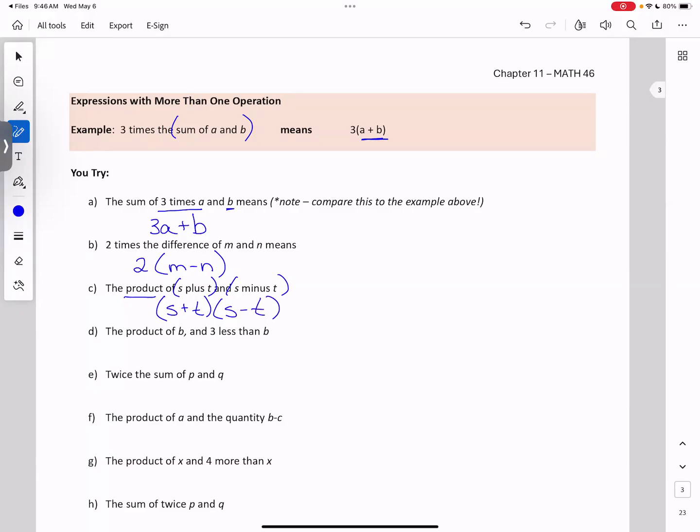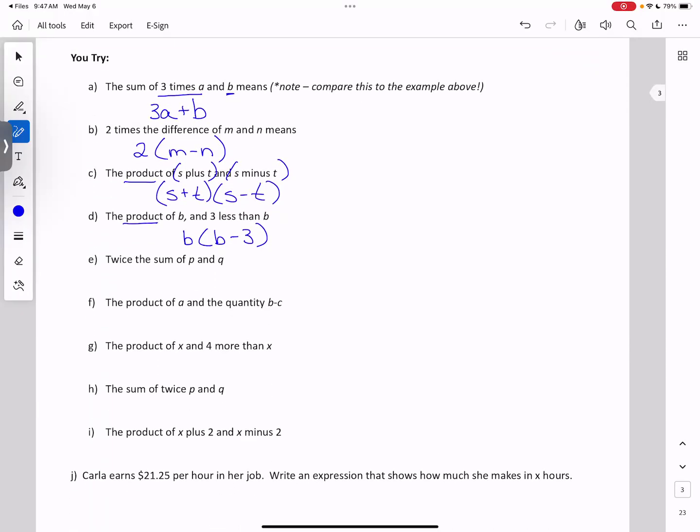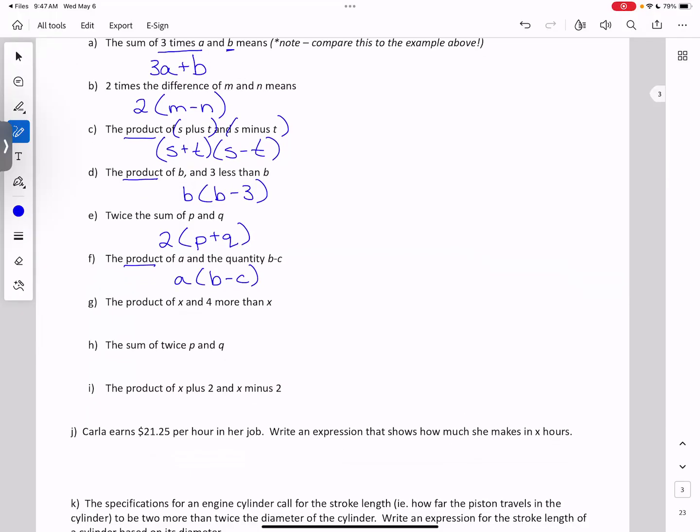Okay, the product of b and 3 less than b. So we're multiplying. What are we multiplying? We're multiplying b and 3 less than b, which would be b minus 3. Twice the sum of p and q is going to be, so we're doing twice whatever the sum is. So twice the sum of p and q. The product of A and the quantity B minus C. So we're multiplying. What are we multiplying? We're multiplying A and B minus C. So again, remember your brackets there because we're multiplying A by whatever B minus C ends up equaling.